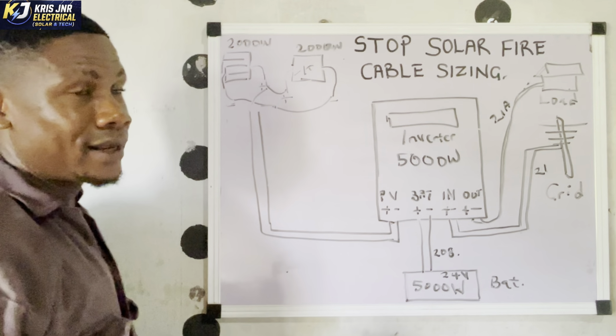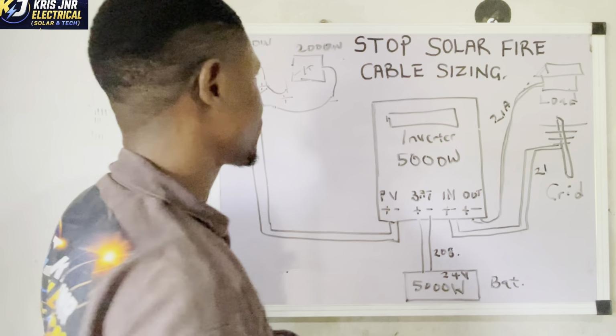So if you are connecting the panels in parallel, the current increases. If you have 10 amps here and 10 amps here, the current will be 20 amps, but the voltage will be static. If the voltage is 50 volts, it will stay 50 volts. Okay, so that is it.